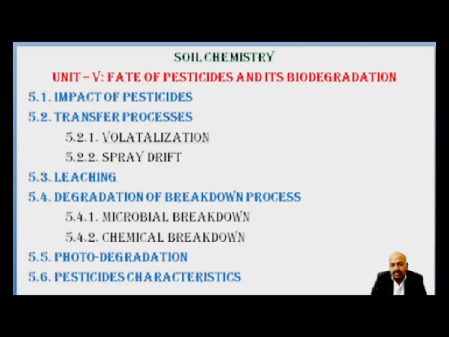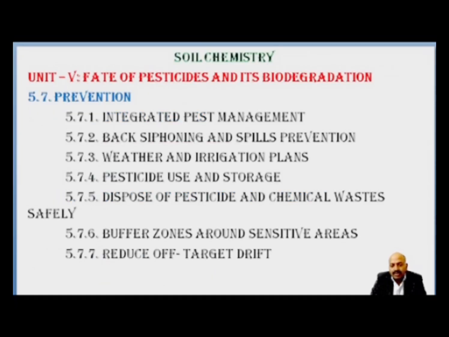Chapter 5, Unit 5 is fate of pesticides and its biodegradation. First point, impact of pesticides. The second point, transfer process. In that, volatilization, spray drift. Third point, leaching. Fourth point, degradation or breakdown process. Microbial breakdown, chemical breakdown. Fifth point, photodegradation. Sixth point, pesticide characteristics. Seventh point, prevention.